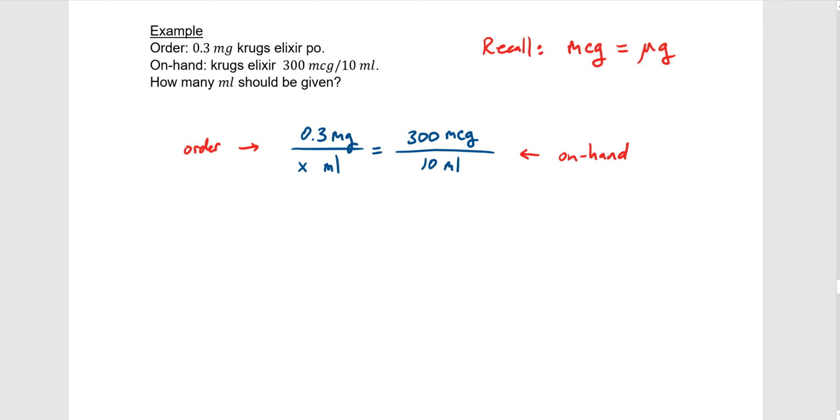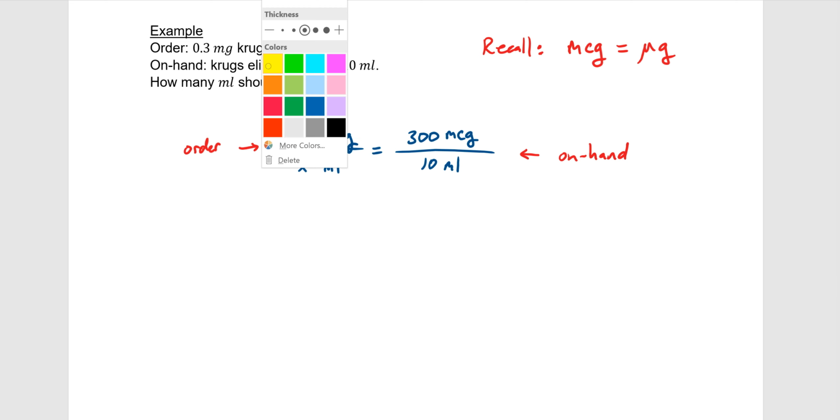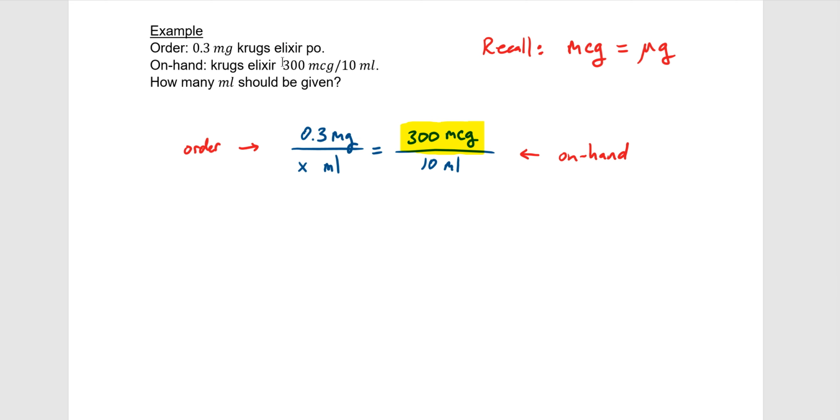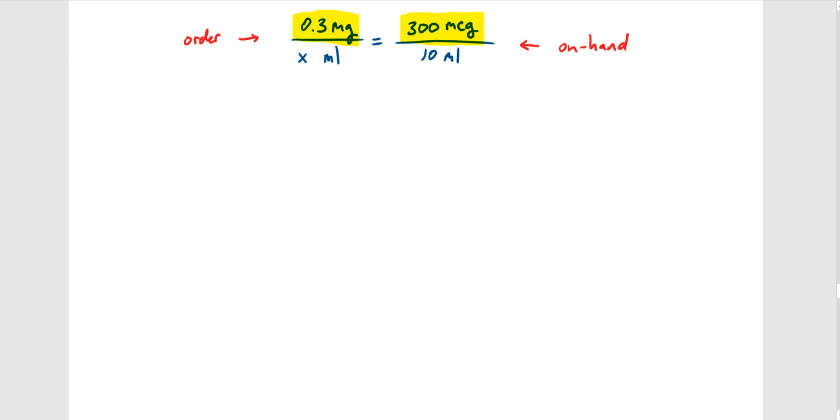We have different units in the numerators, so we can't do it this way. First, we're going to have to either change 0.3 milligrams to micrograms, or change 300 micrograms to milligrams. And I put a little note at the top right. Just recall that MCG is one abbreviation for microgram. You also have the mu symbol, and then gram is another one. Okay, so let's convert the 300 micrograms into milligrams.